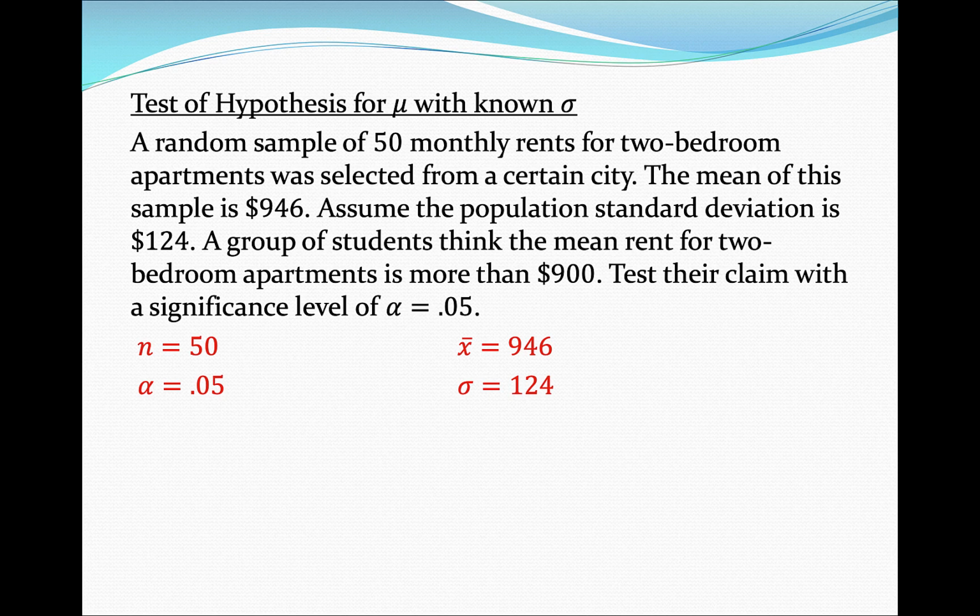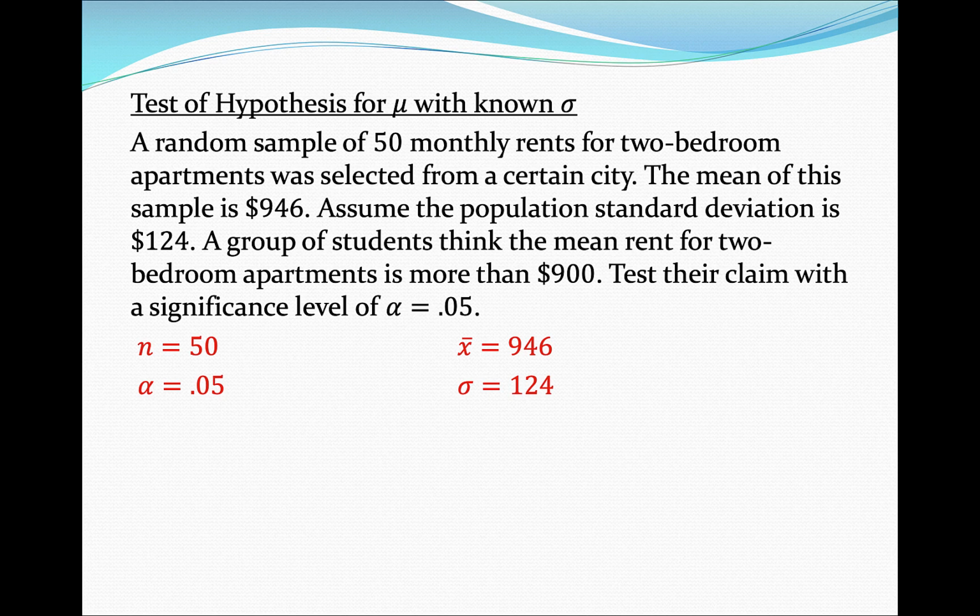It's given to us. So n is 50. It says in that first statement, a random sample of 50 monthly rents. So that's your sample size. It tells us that we're going to use the significance level of alpha equals 0.05. And then it also says the mean of this sample is $946. So that's your sample mean. Sample mean is denoted by X bar. That's 946. Then we're told that the population standard deviation is denoted by sigma. That is 124. So this is the information from the problem that we really need, along with step 1 of the hypothesis test, which is what we want to prove.